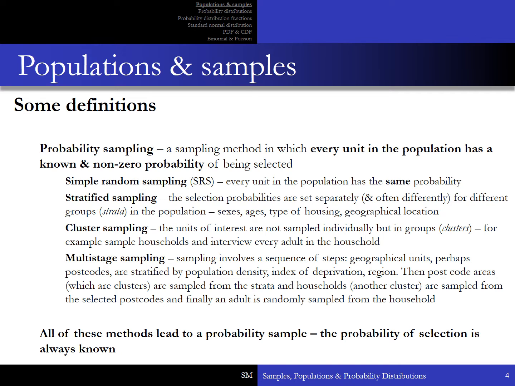Secondly, stratified sampling. In stratified sampling, the selection probabilities are set separately and often differently for different groups known as strata in the population. Examples of strata are the two sexes, or different age groups, or people living in different types of housing, or people living in different geographical locations or regions.